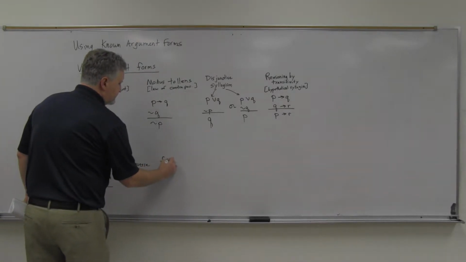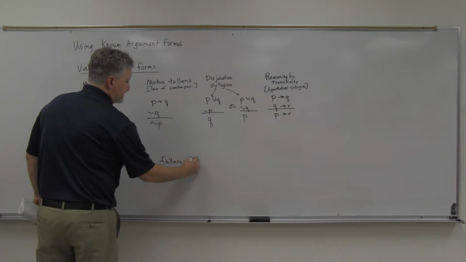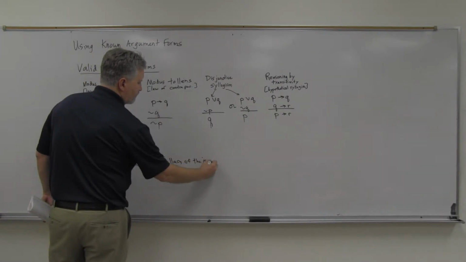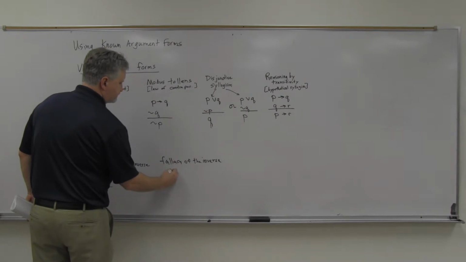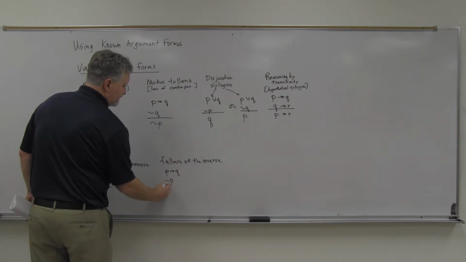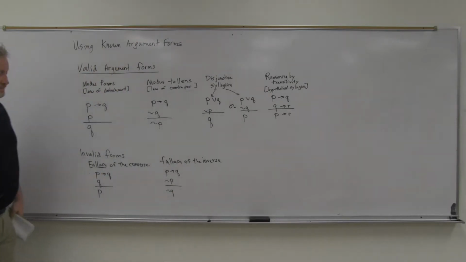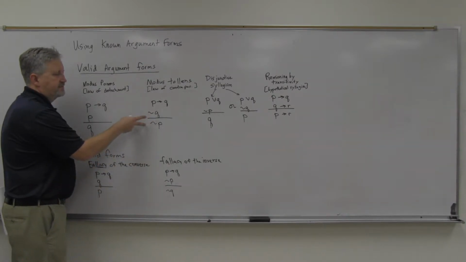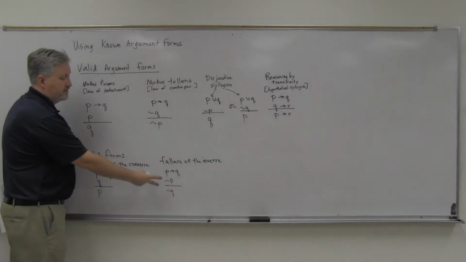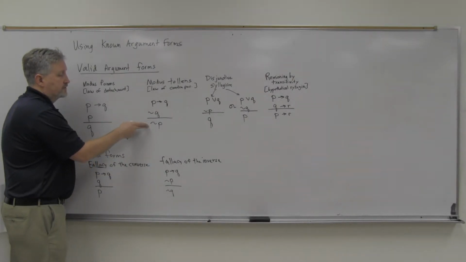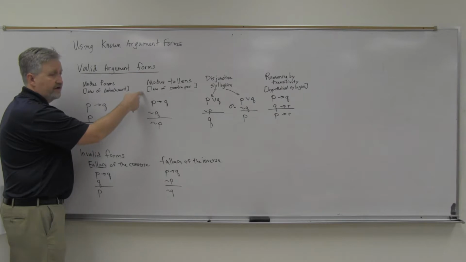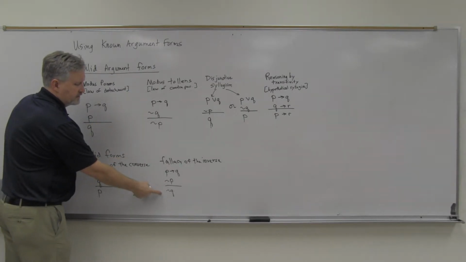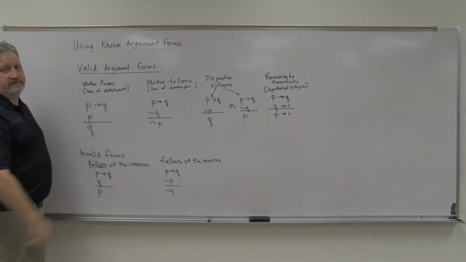And then the fallacy of the inverse is the last one. It's P arrow Q, not P, therefore not Q. That's also invalid. So we have four valid forms and two invalid forms. And again, notice the not P and the not Q are flipped here. If you've got a not Q, conclusion not P, that way it's valid. If it's not P, not Q, that way it's a fallacy, it's invalid.